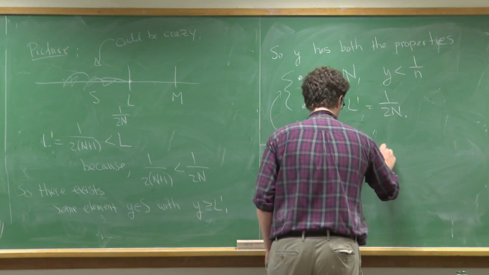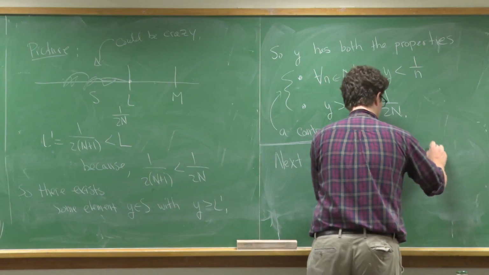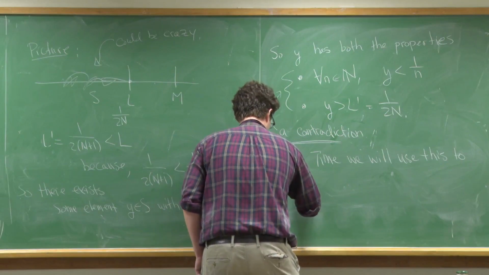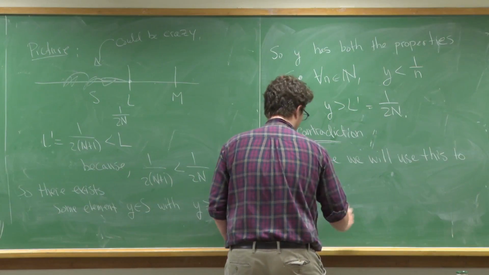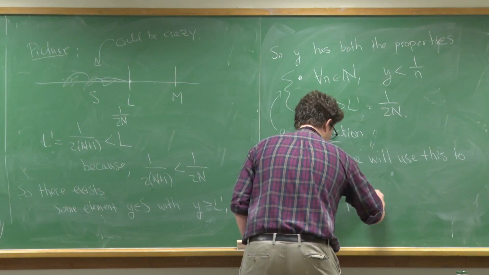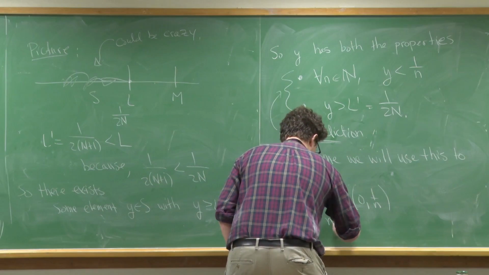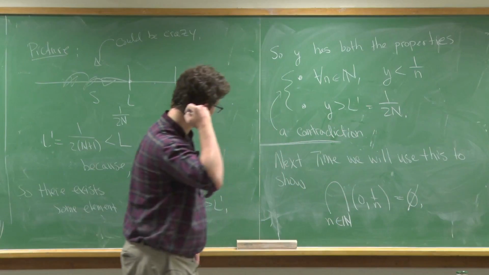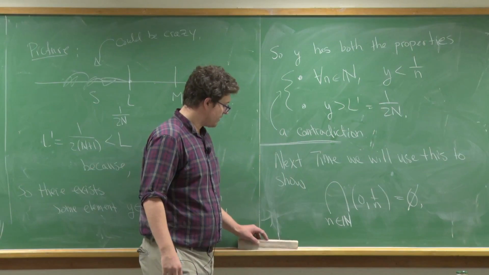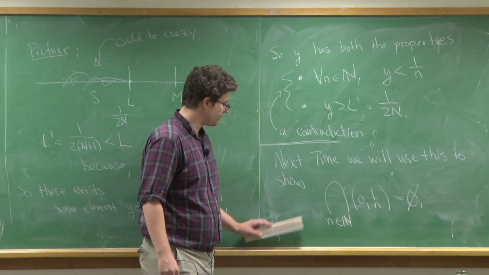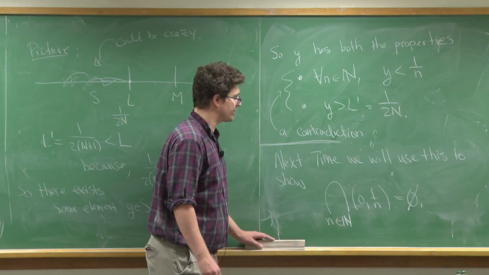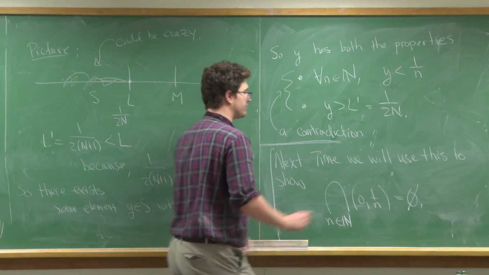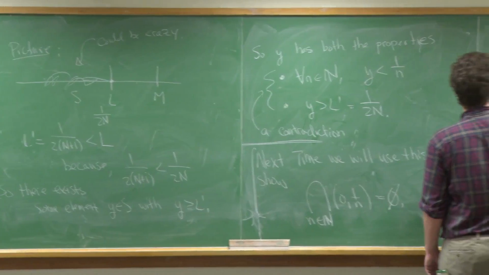We will use this to show the intersection of this thing, 0 to 1 over n, over n in the natural numbers, is empty. Okay, so well, maybe I can just do the proof really quickly for this particular one. Let me just prove it. Okay, so the proof.